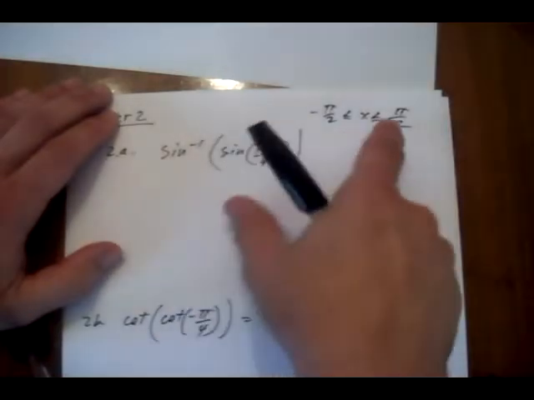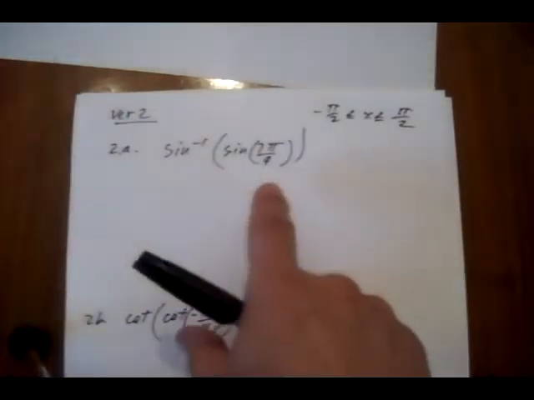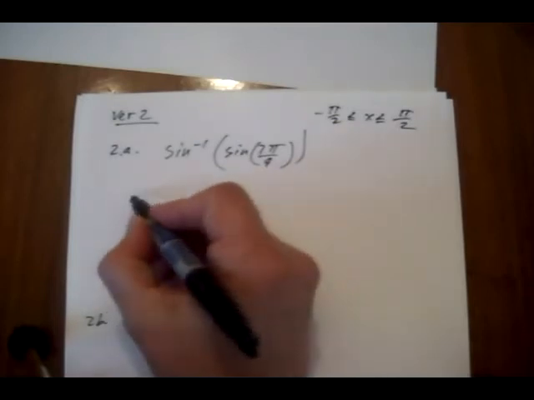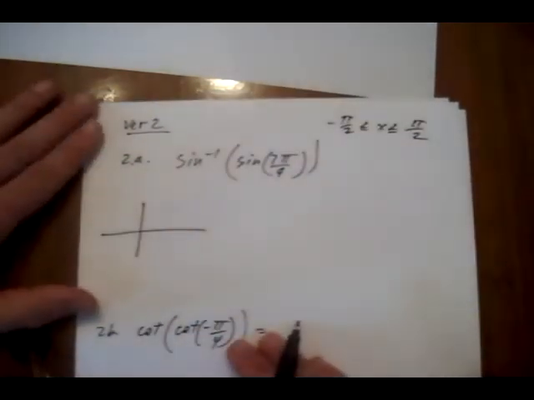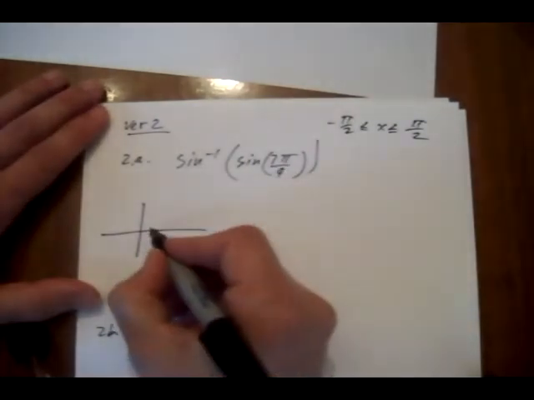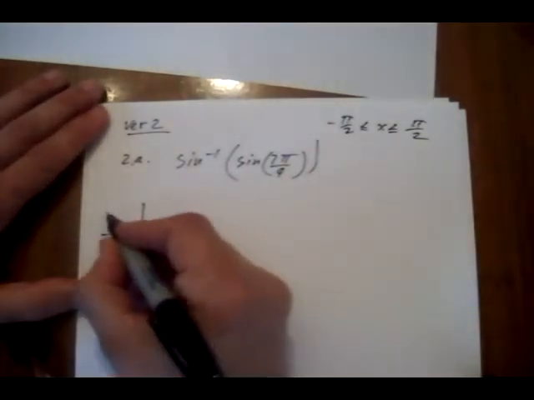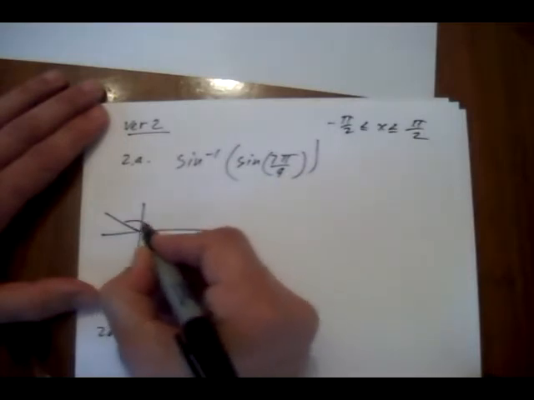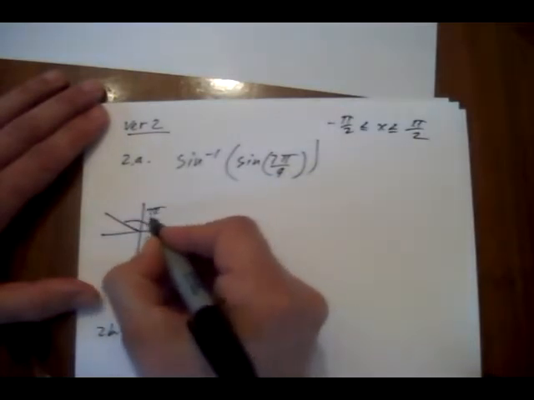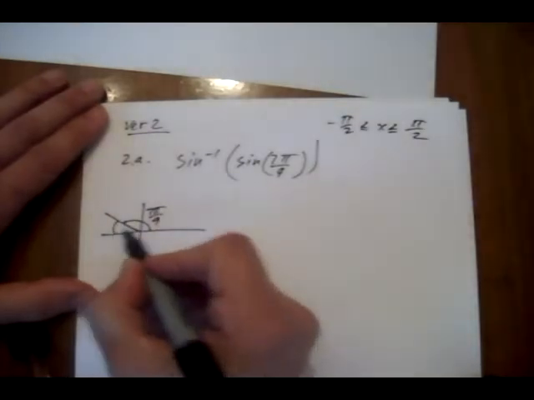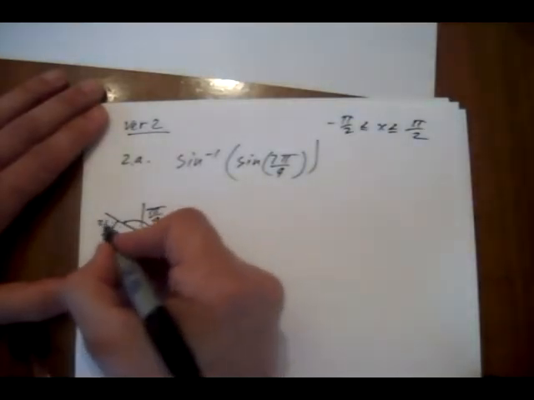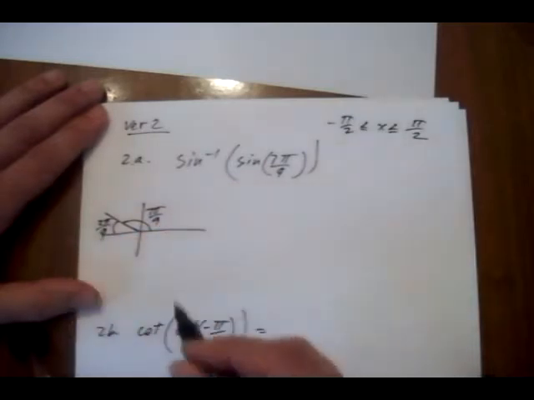However, 7 pi over 9 lies outside of this interval. Therefore, we need to place the angle and actually do all the intricate steps involved. So 7 pi over 9 would be something like this. Now, what is the reference angle formed by this angle? That is 2 pi over 9.